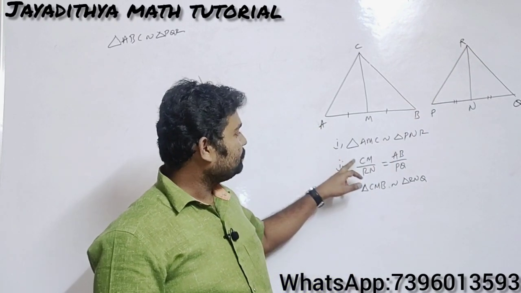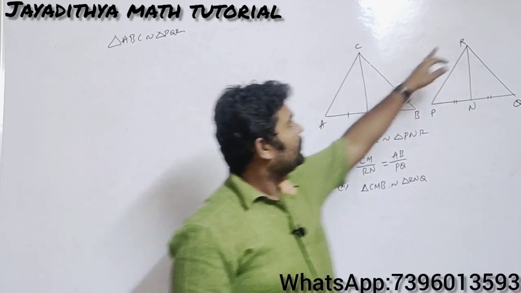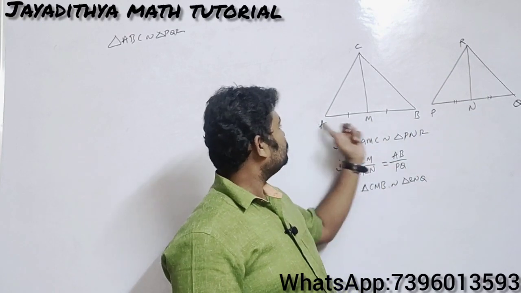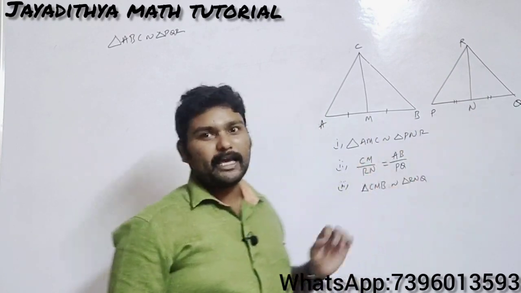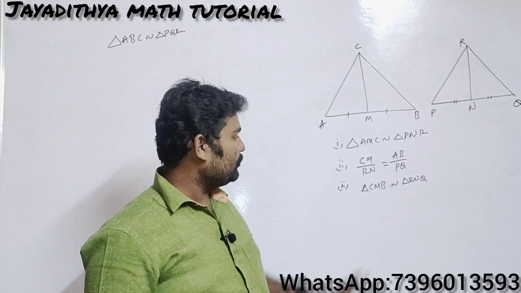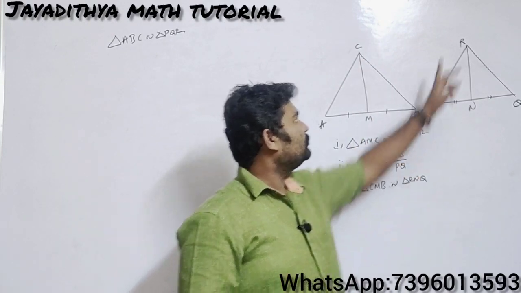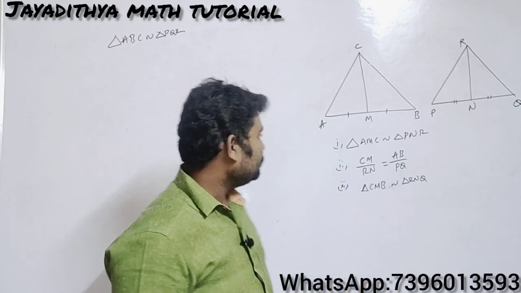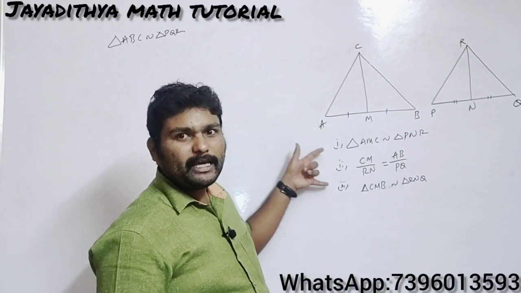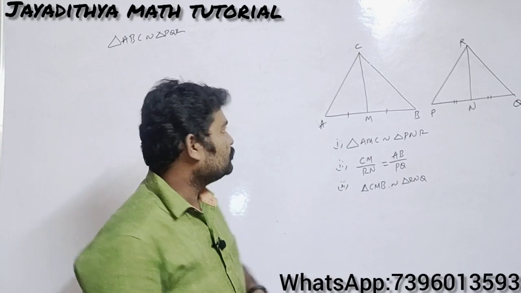And you need to prove that CM by RN is equal to AB by PQ, that is the second proof. And the third one is triangle CMB is similar to triangle RNQ. So you can observe these two will be somewhat similar. Let us start solving the problem here.